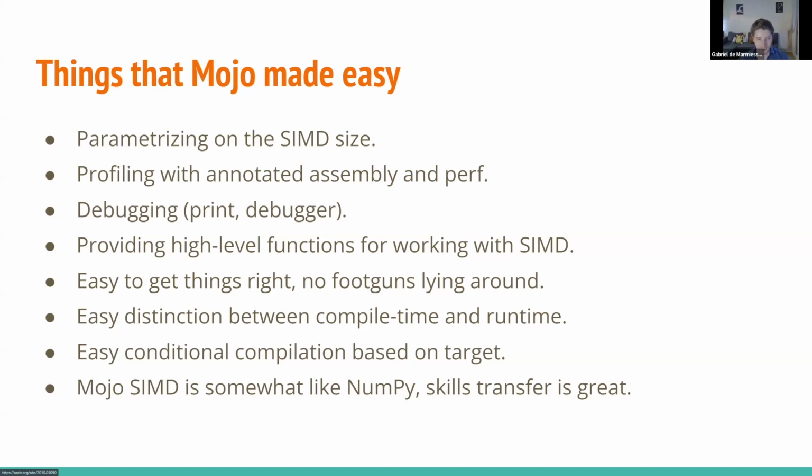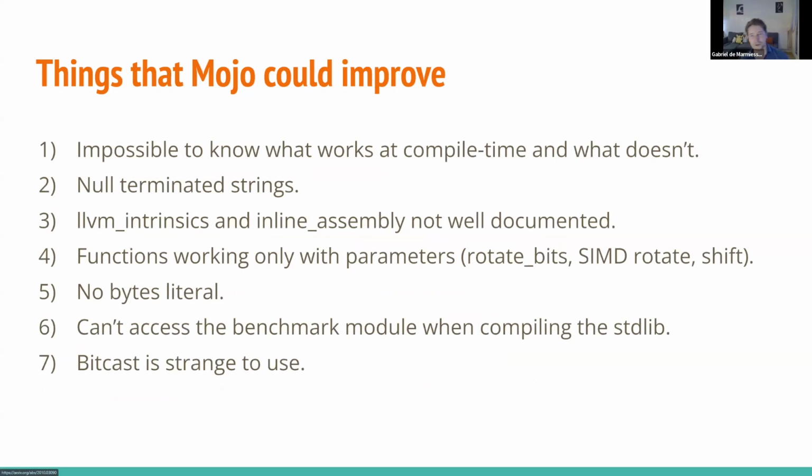So for the things that we could improve, I'm pretty sure we can improve that. First of all, the biggest pain point is that it's not possible to know what works at compile time and what doesn't. With those algorithms, you often have to generate SIMD vectors at compile time. And it's pretty annoying when you have to spend like 20 minutes writing a function and then you try to run it with an alias and it doesn't work. So that's a bummer. So that should be a bug, not a feature.